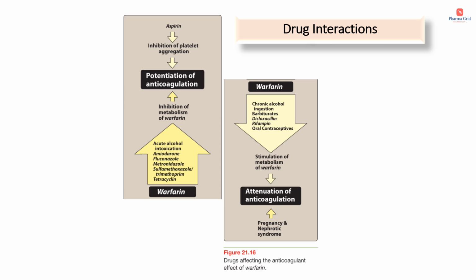Let's have a look at the drug interactions associated with warfarin. When warfarin is co-administered with drugs such as acute alcohol intoxication, amiodarone, fluconazole, metronidazole, sulfamethoxazole-trimethoprim and tetracycline, this will lead to inhibition of the metabolism of warfarin. This will ultimately result in potentiation of the anticoagulant activity of warfarin. Also aspirin: we know that aspirin inhibits platelet aggregation. So when aspirin is co-administered with warfarin, that will also lead to potentiation of the anticoagulation.